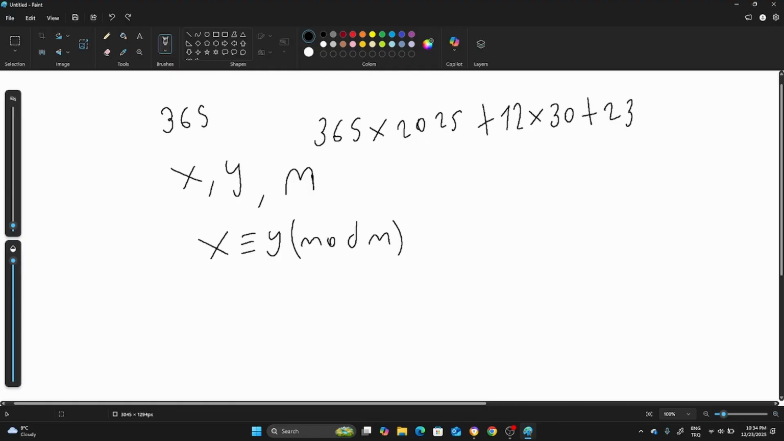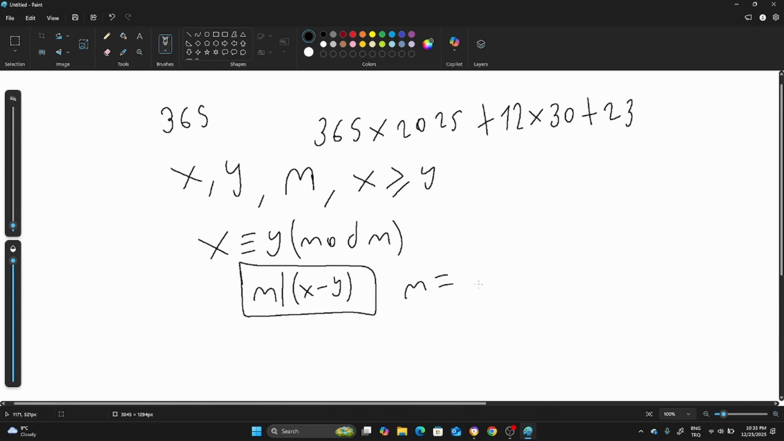And then, using this expression, we can write that m divides x minus y, right? So this is, I think, kind of obvious. If they both give the same remainder when divided by m, then we can just subtract both of them, and m will divide the difference. And we should note that x is bigger than or equal to y. Actually, this is kind of trivial, but I just wanted to state it. So we can easily see that the biggest m is equal to x minus y, right? This is the biggest m.